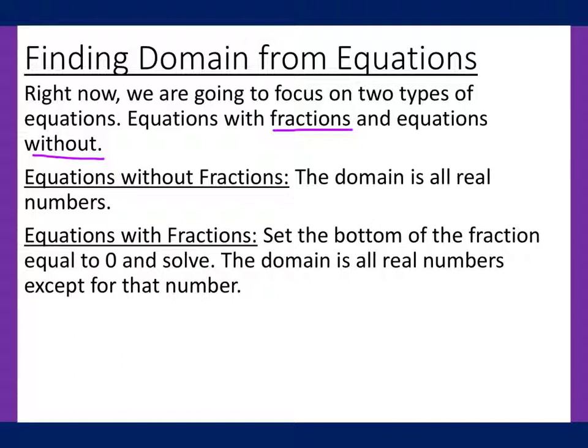Equations with fractions, it doesn't matter what else is there with the fraction. We take the bottom of our fraction and set it equal to 0 and solve. That makes our domain all real numbers except for that number. The reason is that if we have a fraction like 5 over x, we're asking what number, if I put it in the bottom, gives me a 0 on the bottom, because in this case it'd be 0. If I put a 0 on the bottom and I'm dividing by 0, that's not allowed.